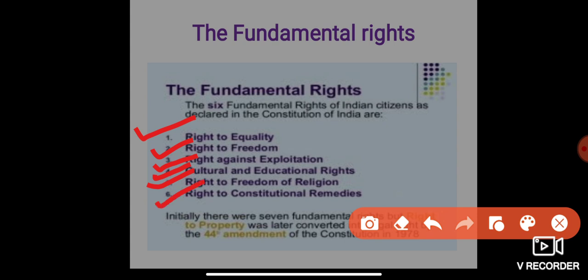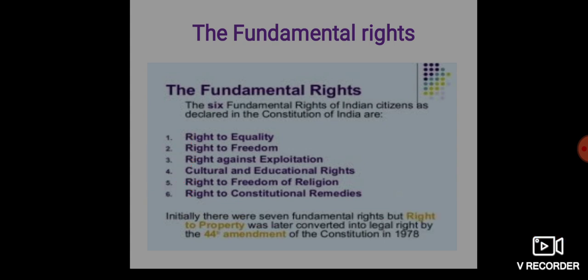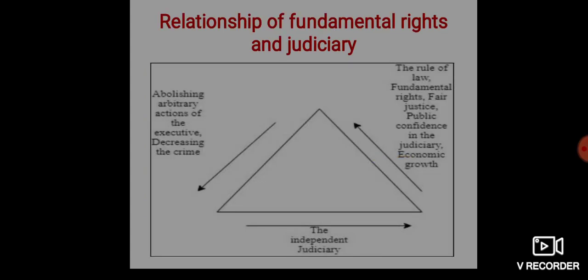Point number six is right to constitutional remedies. When I say remedies, it refers to something like a medicine. Constitutional remedies basically refer to the fact that if any individual or group is violating these constitutional rights, individuals can claim these rights in the court of law. So this is the simple definition or meaning of fundamental rights. As citizens we have to know our basic rights, our fundamental rights. So let's get back to the relationship of fundamental rights and judiciary.